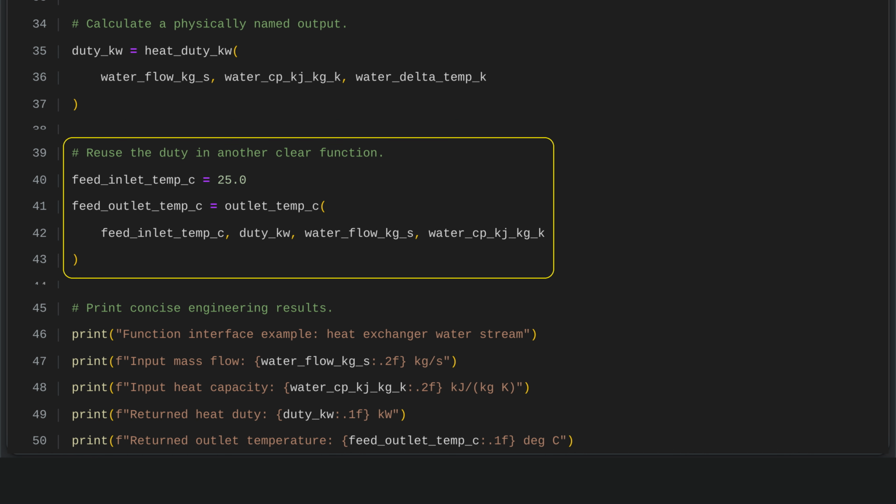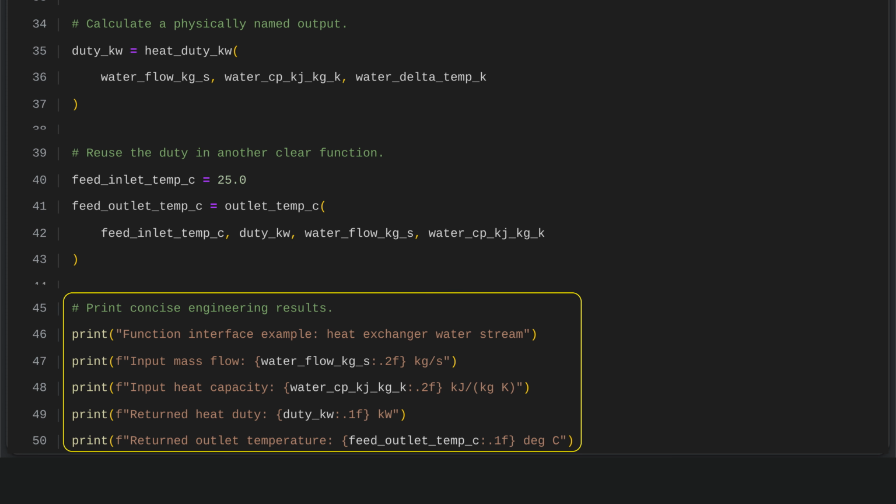The feed enters the system at 25 degrees Celsius. The outlet temperature is then found using the outlet temperature function, which uses the inlet temperature, heat duty, mass flow rate, and heat capacity to calculate the temperature change and add it to the inlet value.